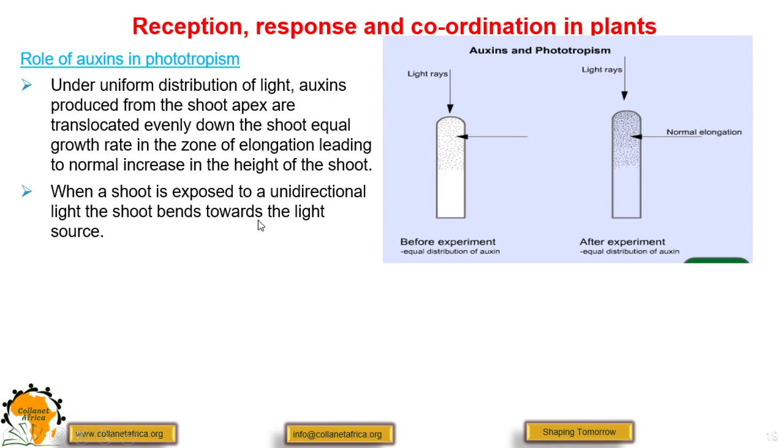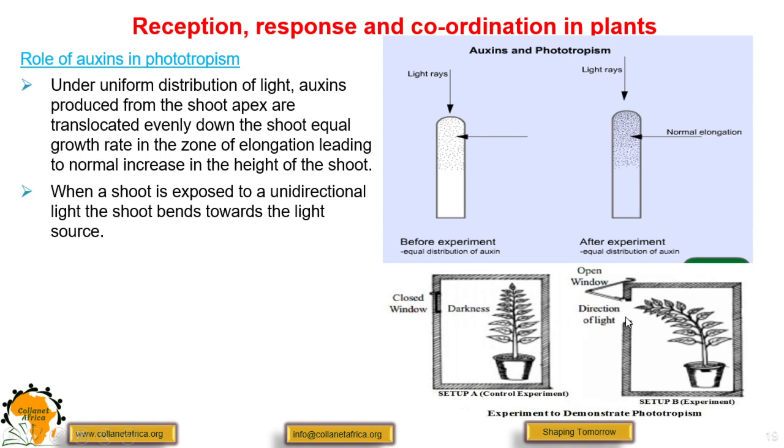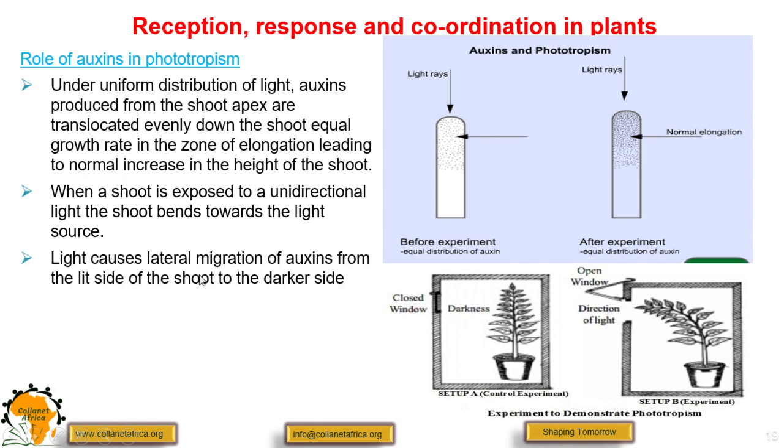And when a shoot is exposed to a unidirectional light, the shoot bends towards the light source. So this is coming from one direction. The shoot is bending towards the source of light. Light causes lateral migration of auxins from the lit side of the shoot to the darker side. Lateral is just sideways. So auxins will move from this lit side to the darker side, this part.